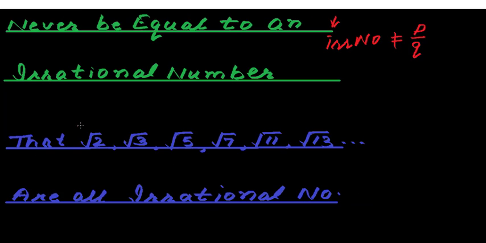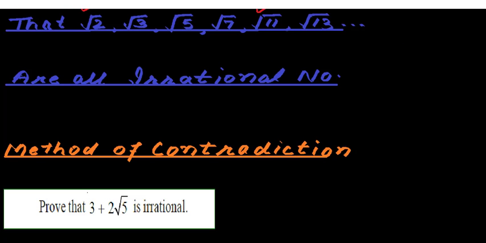In previous video, I have proved that under root 2, under root 3, under root 5, under root 7 and under root 11, all these are irrational numbers. You might have watched the previous video. If not, kindly go through it. We have proved all these sums. We have proved under root 2 is an irrational number by method of contradiction. I have told you what is method of contradiction. Let me remind once again.